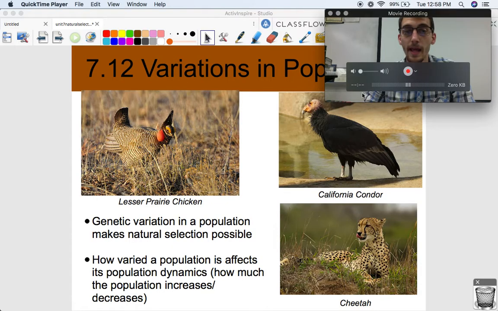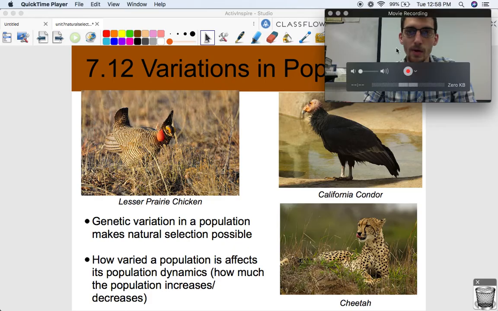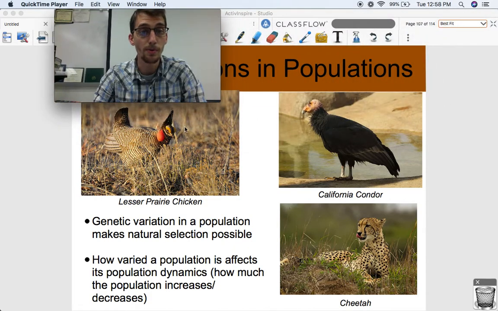We have 2 birds and a mammal. We have a lesser prairie chicken, which is legit. It's a wild chicken that used to live in prairies back when those were still a thing in North America, before it was replaced by farmland, which we'll actually talk about in a little bit as well. So these are super endangered.